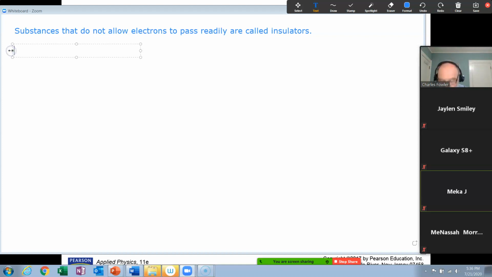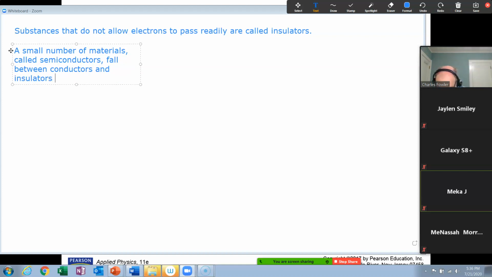Now, a small number of materials called semiconductors fall between conductors and insulators in their ability to conduct electric current.